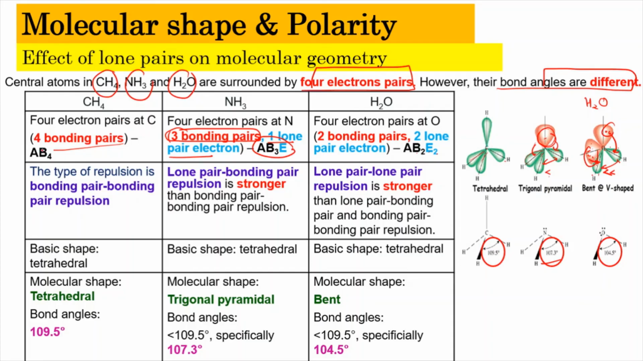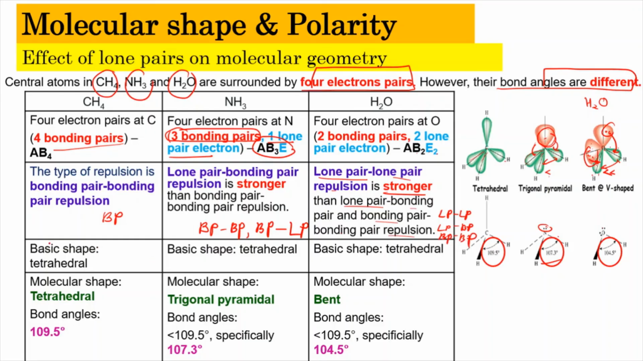Okay, so you can make a table here. You say that CH4 will have 4 bonding pairs, NH3 has 3 bonding pairs and 1 lone pair, H2O has 2 bonding pairs and 2 lone pairs, and this happens due to the lone pair repulsion, which is stronger than the lone pair-bonding pair repulsion, as well as the bonding pair-bonding pair repulsion. So here they're going to have bonding pair-bonding pair, here we're going to have bonding pair-bonding pair, as well as bonding pair and lone pair. Here they're going to have all 3 repulsions, which are lone pair-lone pair, lone pair-bonding pair, and then bonding pair-bonding pair.